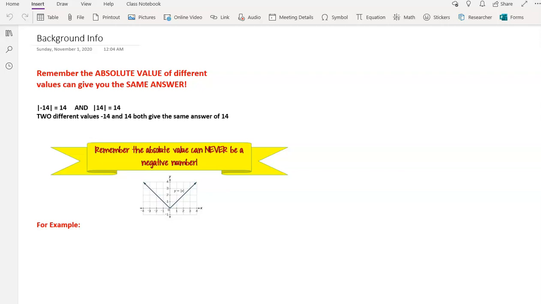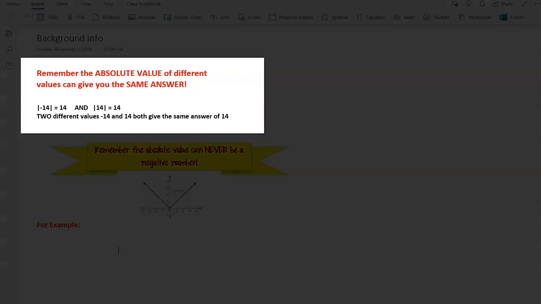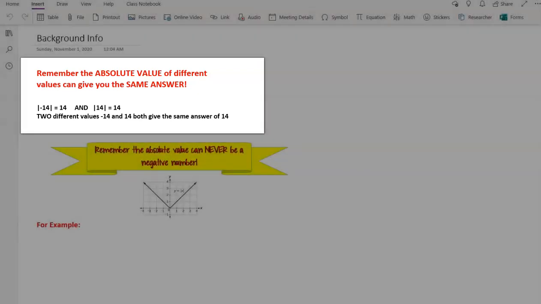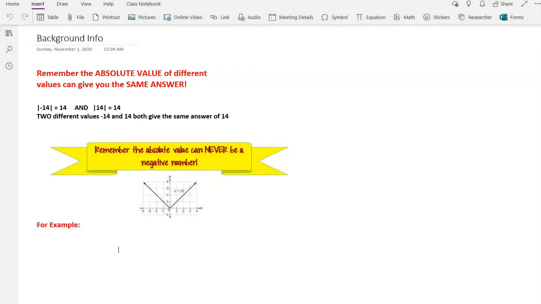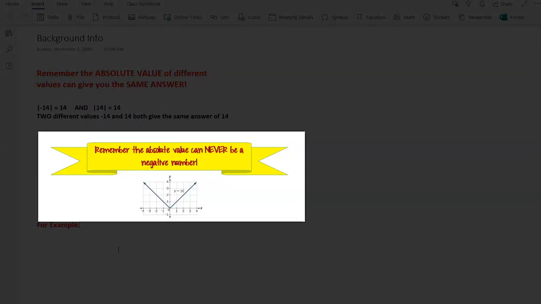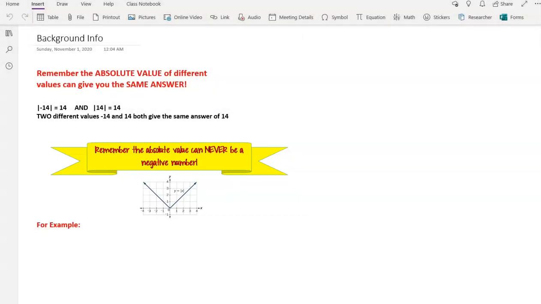A little bit of background information. Remember that the absolute value of different things can actually give you the exact same answer. For example, if I take negative 14 and 14, both of them are going to give me the answer of 14. Absolute value of two values ended up giving me the exact same answer. Remember also that an absolute value can never be negative. If you think back to the absolute value graph, our V was always above the x-axis, so there were no negative values.